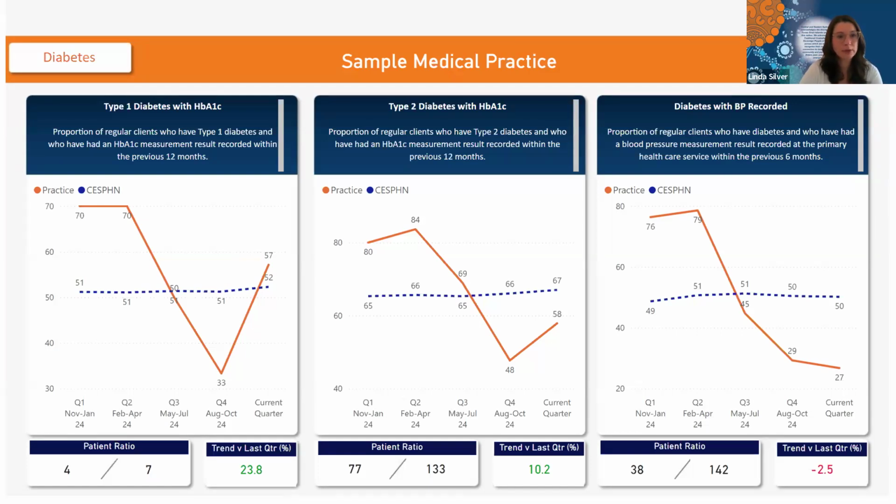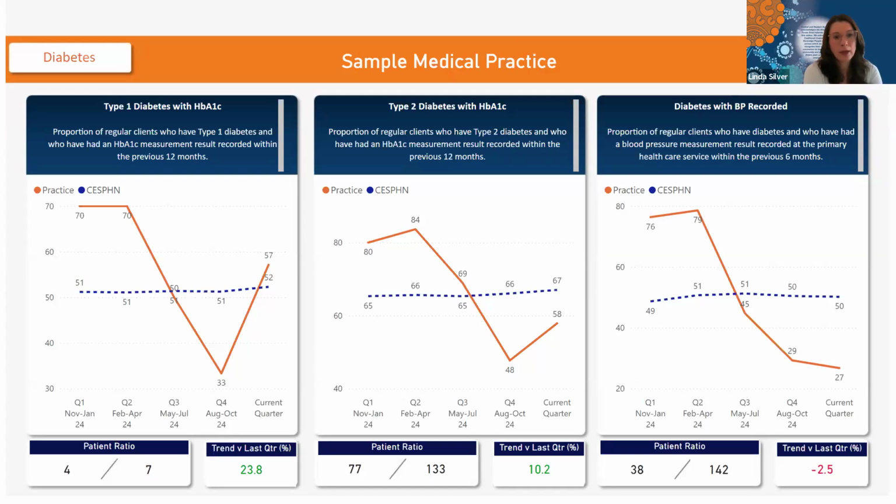I would like you to notice a couple of things here. When we look at the trajectory of your data, let's say type 1 diabetes, it's going from 70% to 33, then back to 57 without any involvement or influence. That's what we could consider a natural variance. That could be just a natural ebb and flow of your data. And you can consider whether you want to make it your priority or if that can be left alone for a while.